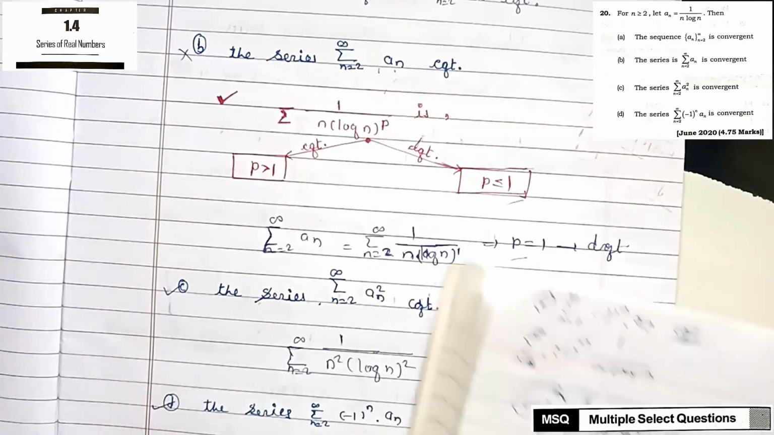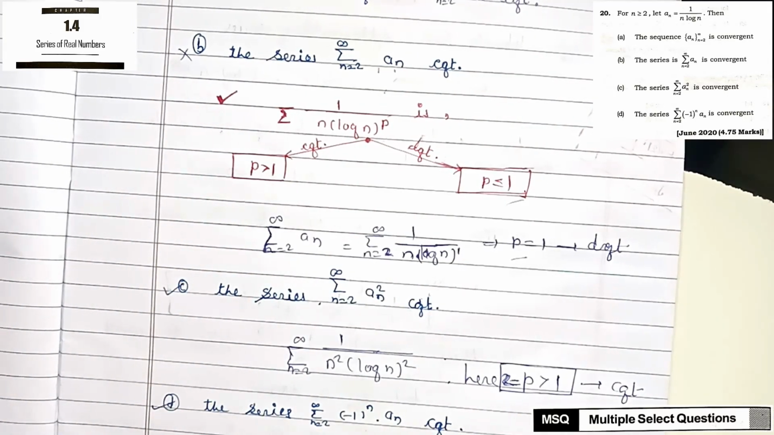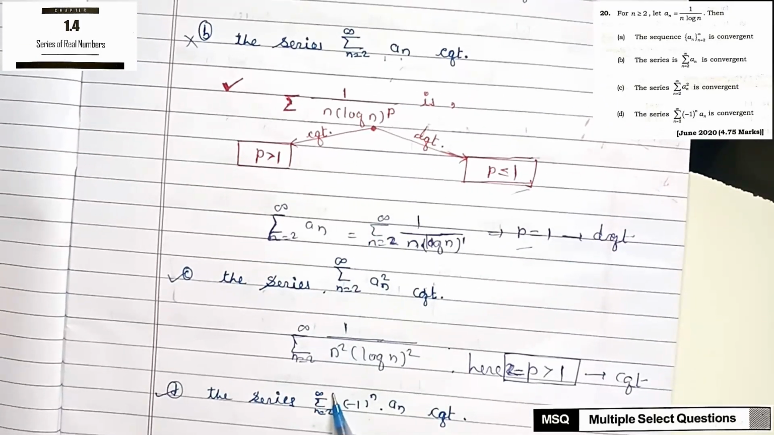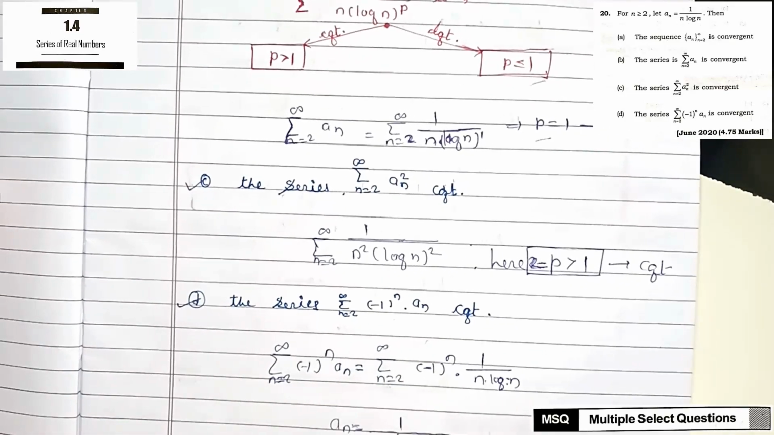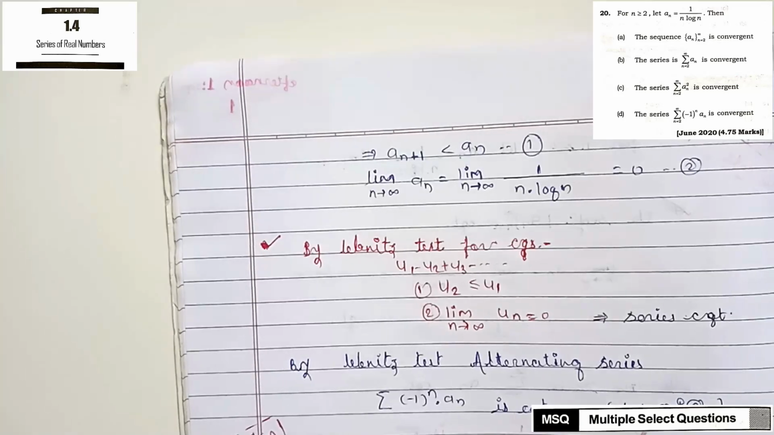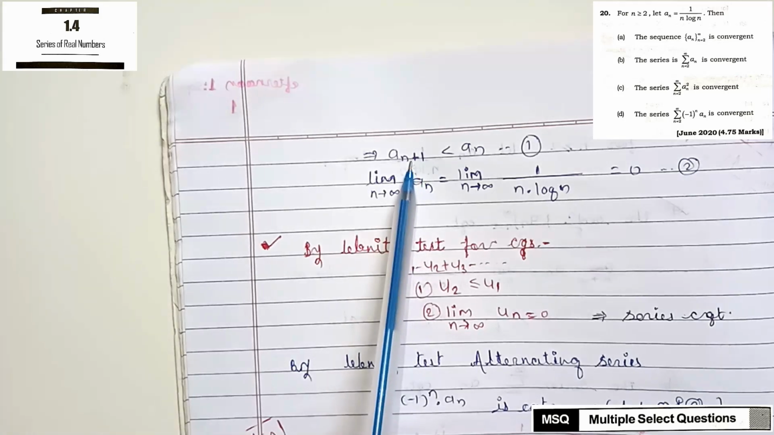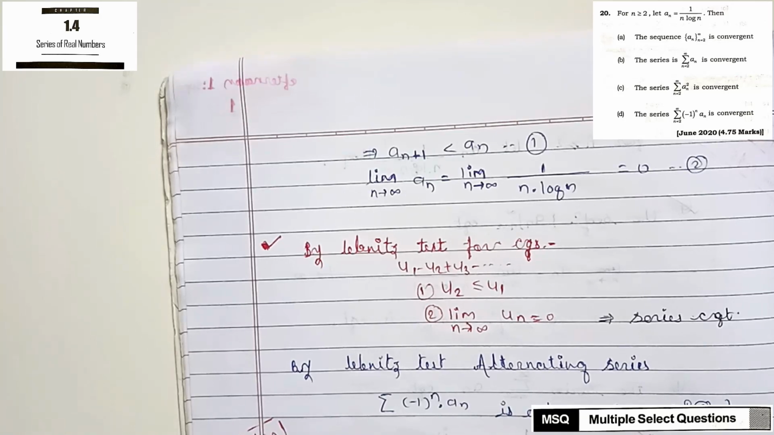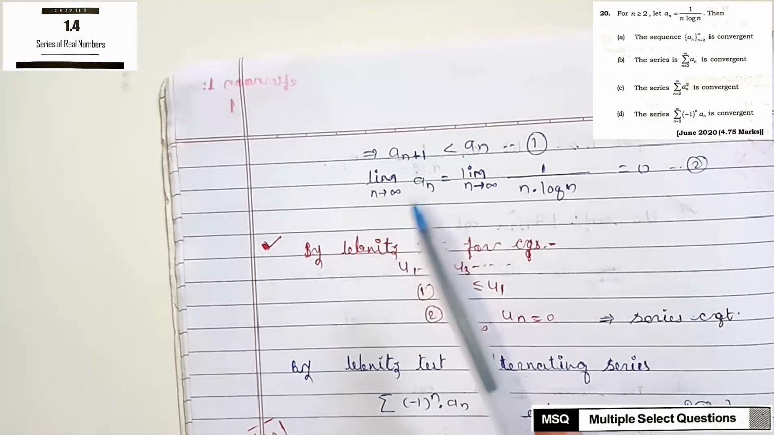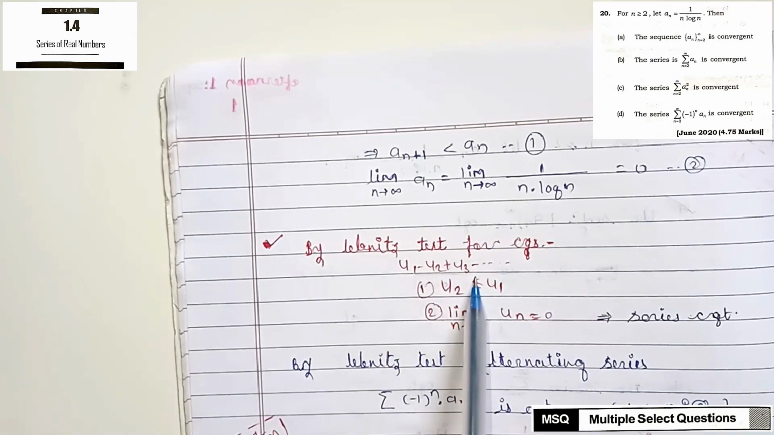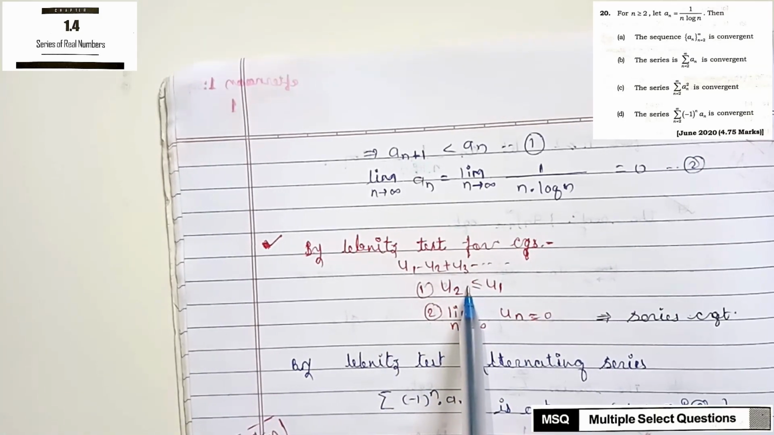Now let us see the complete solution of my example. Option A is true, option B is wrong, option C is true, and option D is also true. Why is it true? Let us see the solution. Here we have an and an plus 1. The next term an plus 1 is smaller than an, which I already explained earlier. Then when we apply the limit n tends to infinity, we get 0. And the Leibniz test is a very famous test, useful everywhere in real analysis.